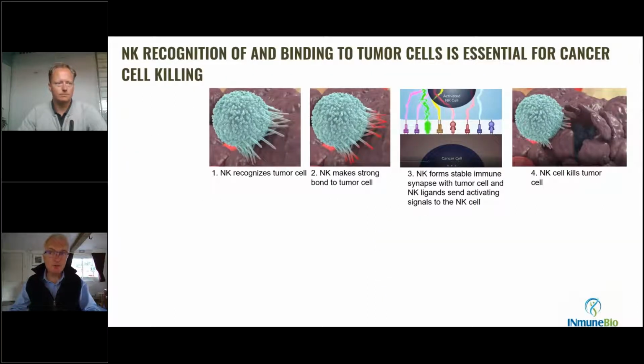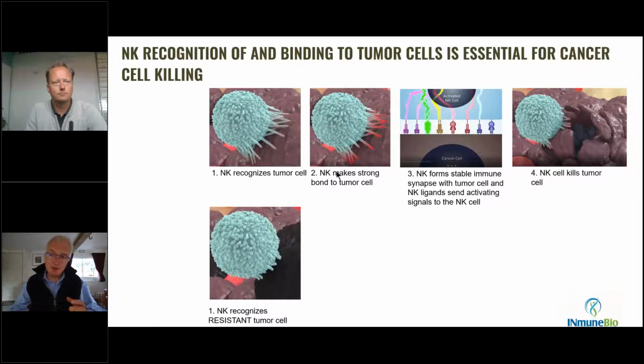So how do NK cells work? Well, the NK cell recognizes the tumor cell. It makes a strong bond to the tumor cell, a tight immune synapse with the correct signals to drive it to activation and then through to lysis and the death of the tumor cell.